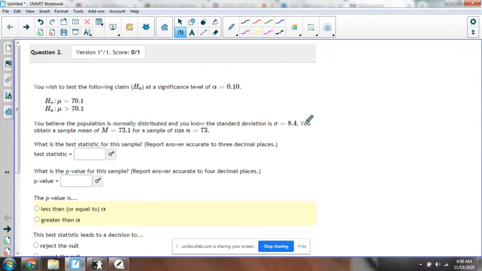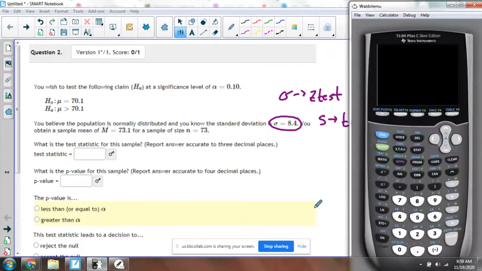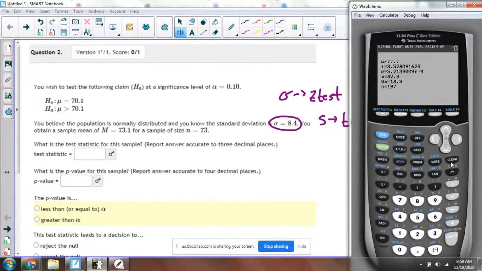So we take a sample. The population is already distributed, and we know the standard deviation, so we have sigma. Just like last chapter, if we know sigma, that implies a z-test, just like with z-intervals. If we don't know sigma and just have s, that implies a t-test, just like before. Our sample mean is 73.1, and our sample size is 73. So we're going to go to the stat menu, then Tests. We're going to do a z-test because we have sigma.